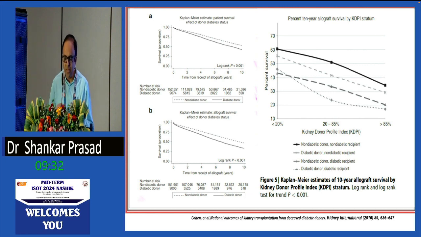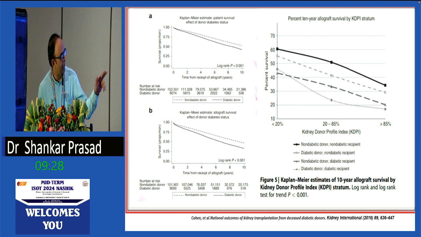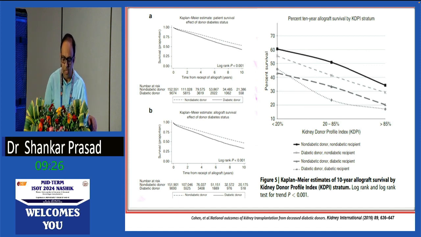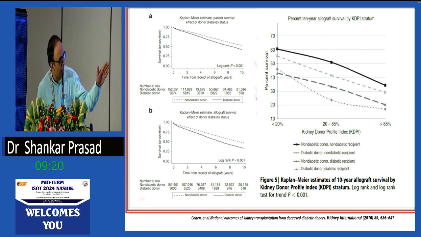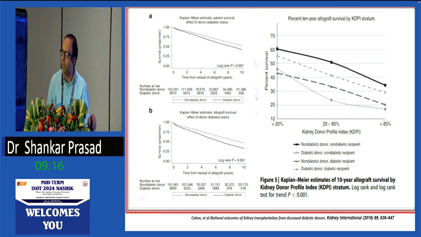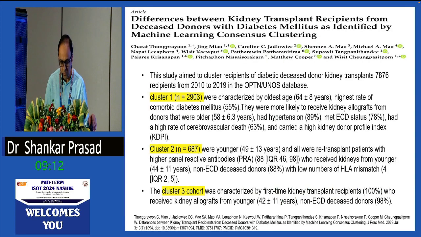So they further subcategorized into non-diabetic donor and non-diabetic recipient, diabetic donor and non-diabetic recipient, non-diabetic donor with a diabetic recipient, and diabetic donor with a diabetic recipient. Even with that, if you look at the other side of the graph, it is clear-cut that the non-diabetic donor with a non-diabetic recipient will do well compared to the other groupings. So in that, there is no clustering of which organ should be given to which group of patients that may do well.